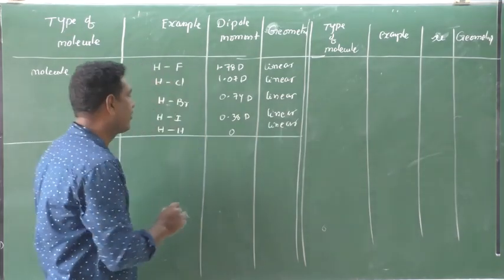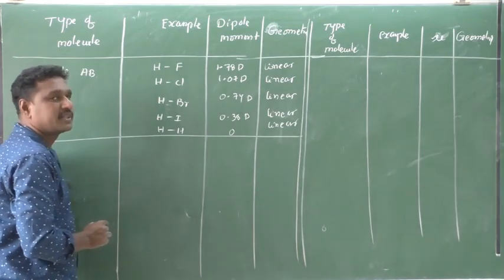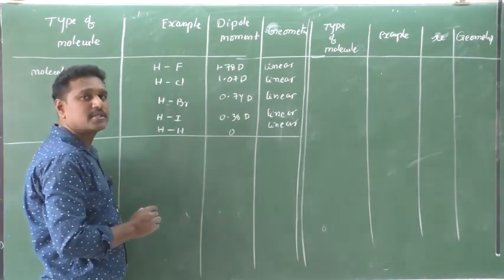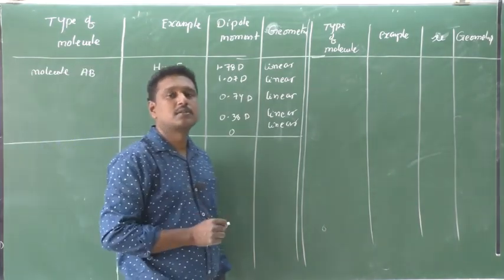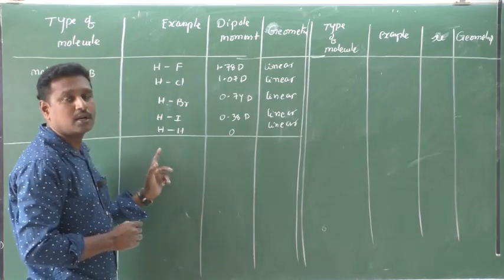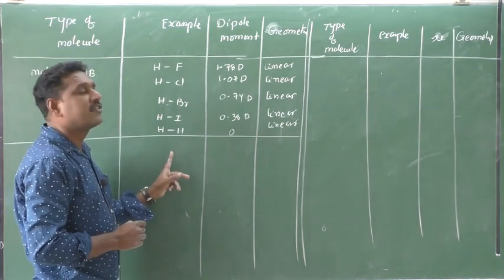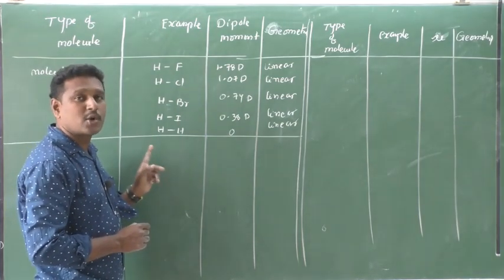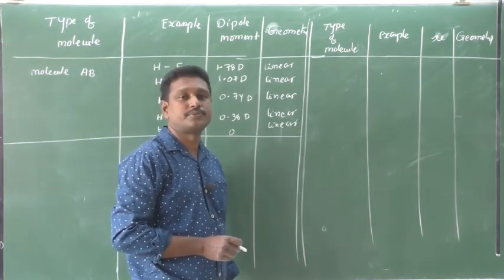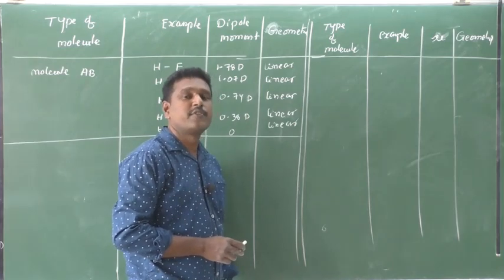But in case of the hydrogen molecule, it is a non-polar molecule. And the bond between two hydrogen atoms is also a non-polar covalent bond. Therefore, for a non-polar covalent bond, mu equal to 0.